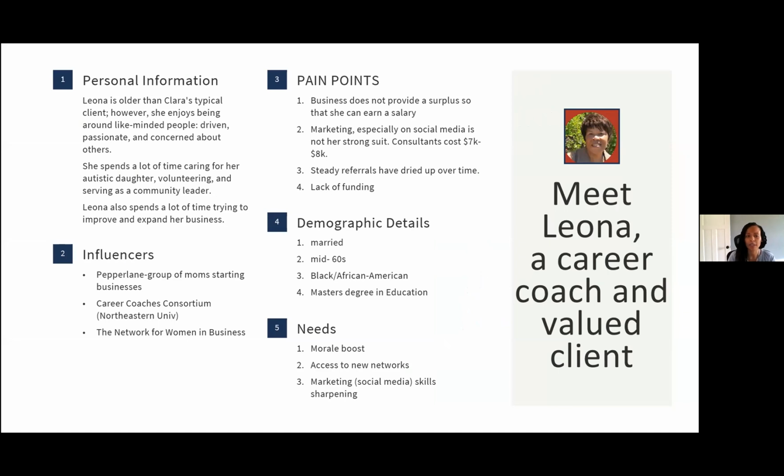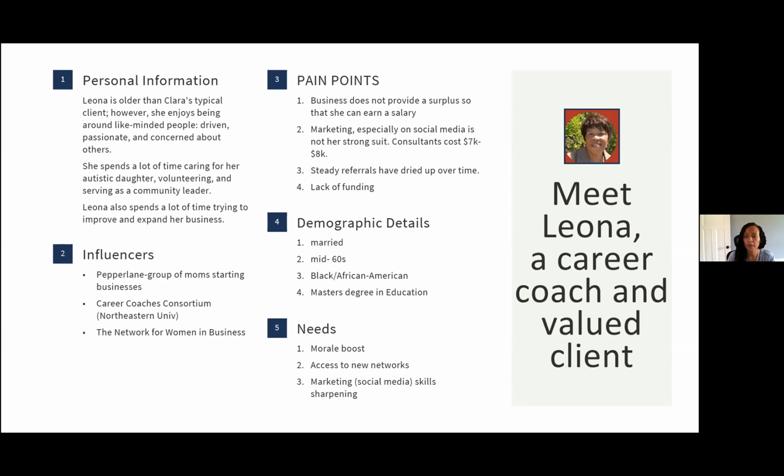She spends a lot of time caring for an autistic daughter. She volunteers extensively in the community, and she spends a lot of time developing her own business, which is being a full-time career coach. So she's married, she's African-American, and she's highly educated. She has a master's degree in education.